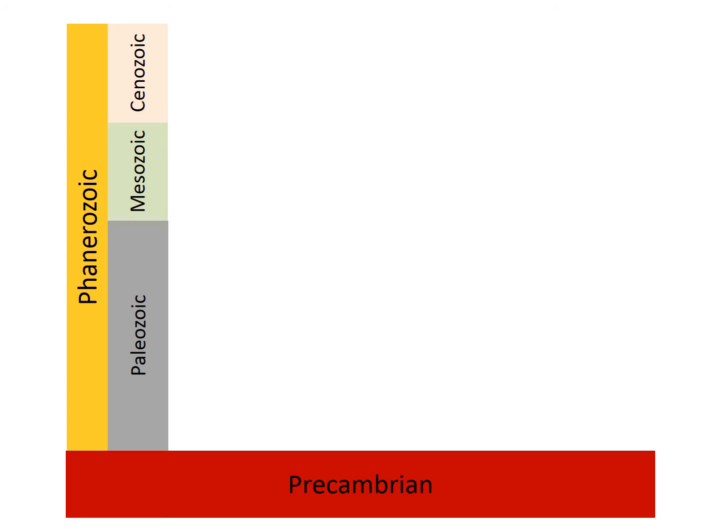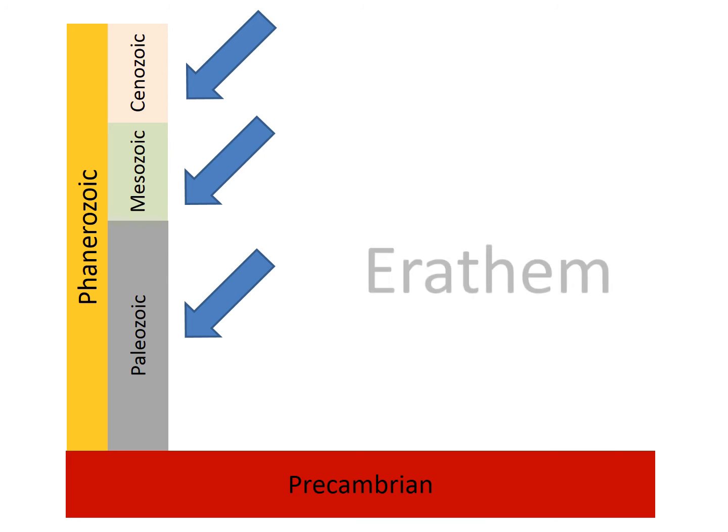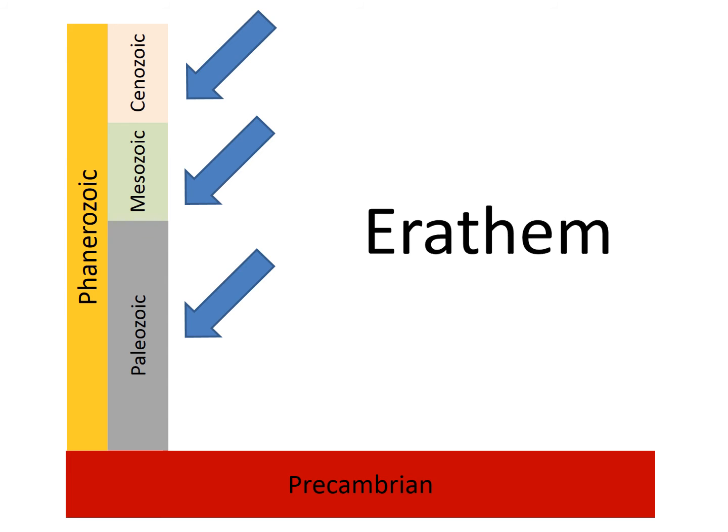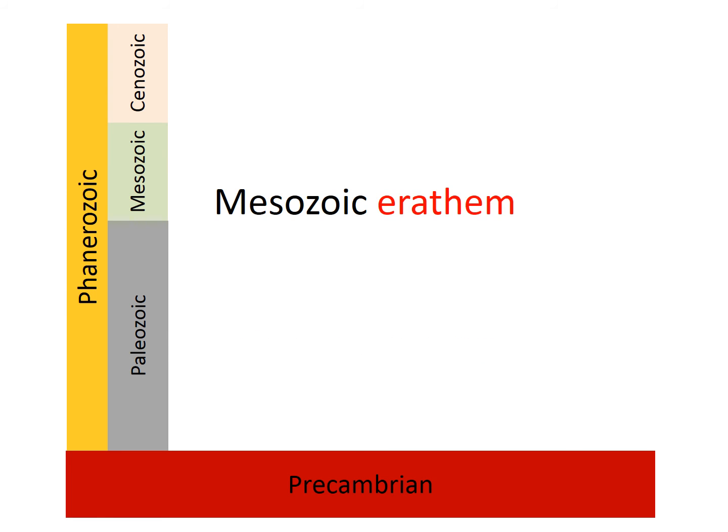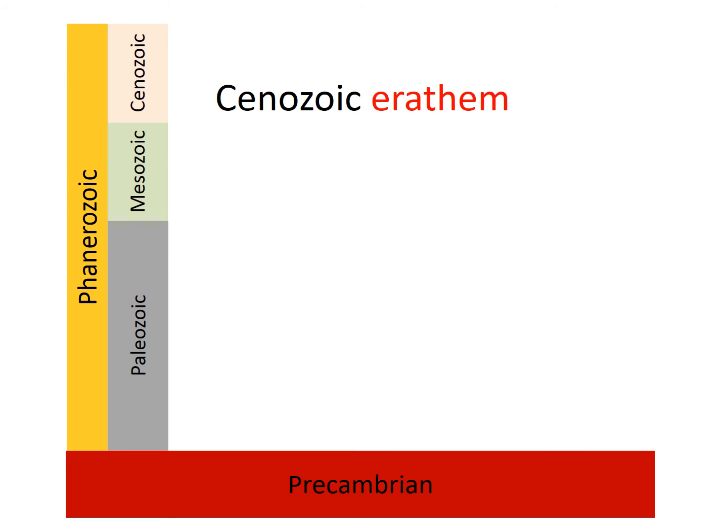You already learned that the Phanerozoic Eonothem is divided into three smaller sections: the Paleozoic, Mesozoic, and Cenozoic. The word we use to describe each of those sections is erathem. So these intervals would be called the Paleozoic erathem, the Mesozoic erathem, and the Cenozoic erathem.